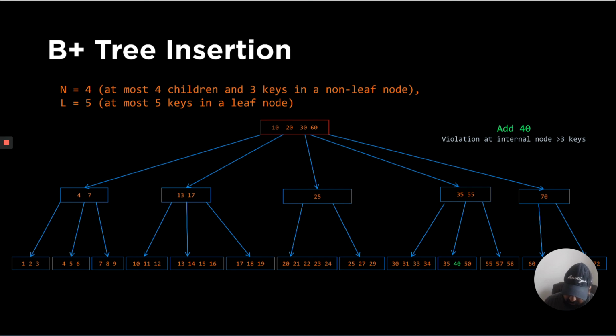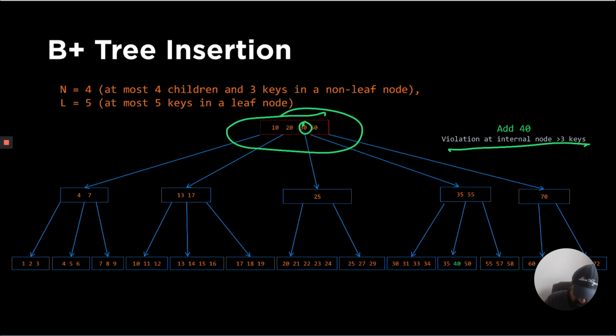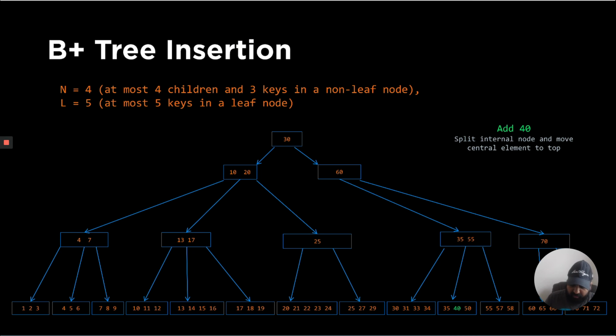Now once we did that, we move to the root node, and we see there's a violation here, because the internal nodes can't have more than 3 keys. Now it has 4. So we are again going to perform a split. 30 will move up. So it will look something like this: 30. And then you have 10 and 20. And then 60 on the right. That points to these values.